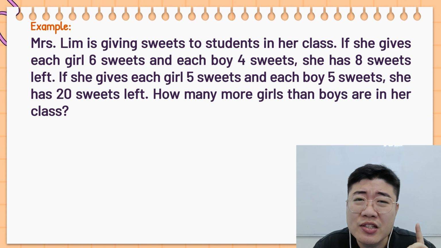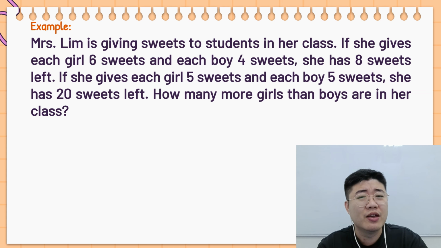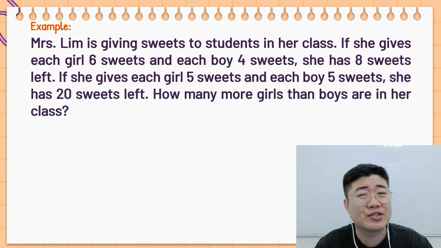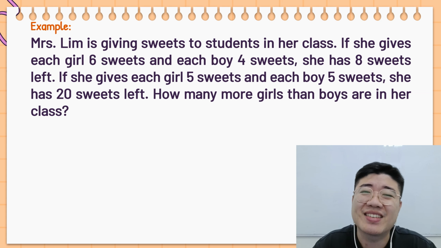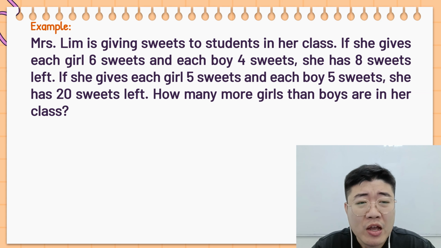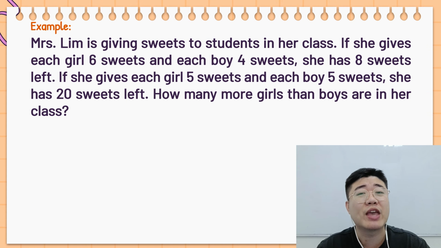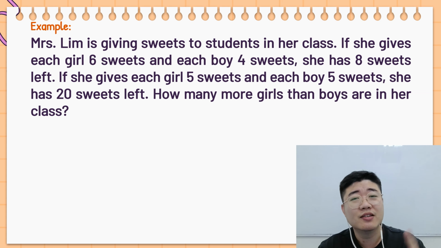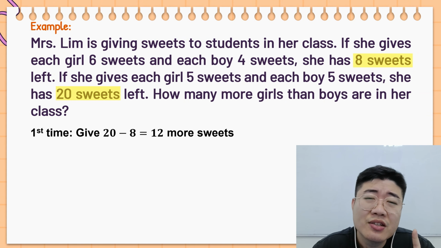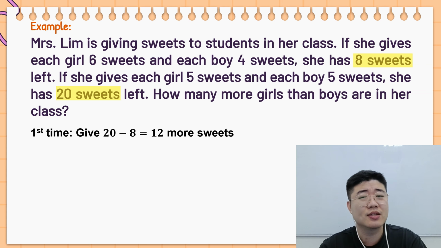Now these are the sweets that are left. First time we got 8 sweets left. Second time is 20 sweets left. If we have more sweets left, did we give out more sweets or fewer sweets? Perfect! We must have given out fewer sweets because the total is the same. So this means on the first time, when we have fewer sweets left, we have given out more sweets. So the first time compared to the second time, 20 minus 8. In the first time, we have given out 12 more sweets to the boys and the girls.